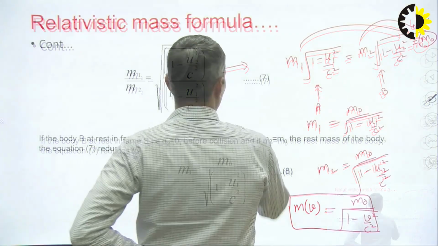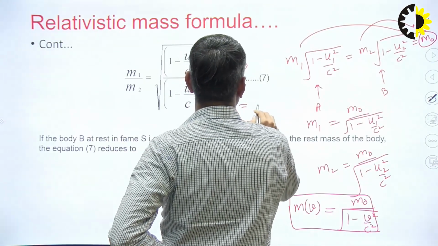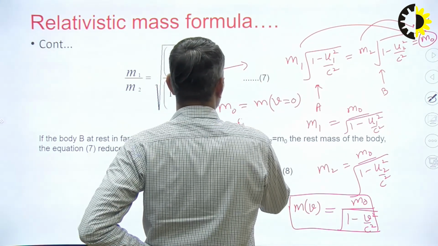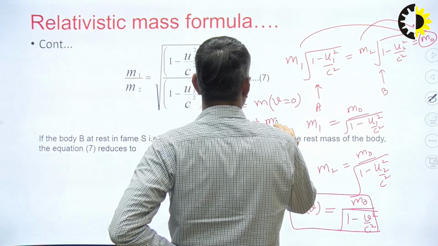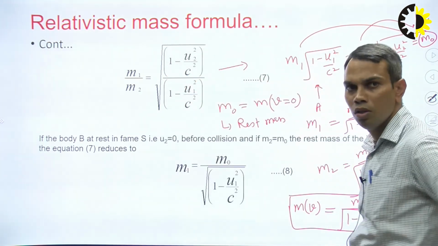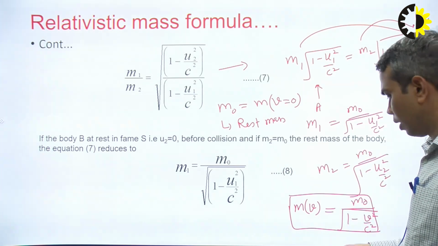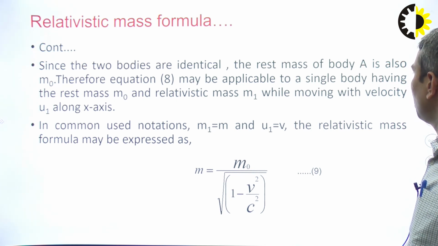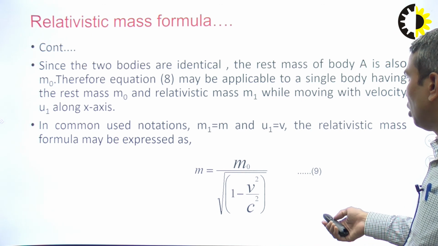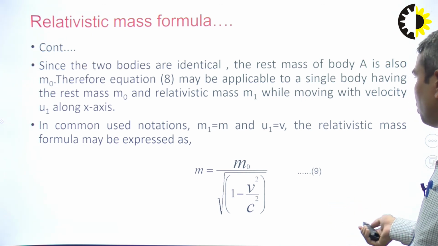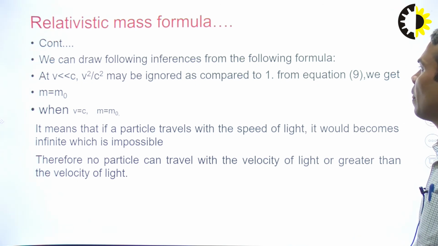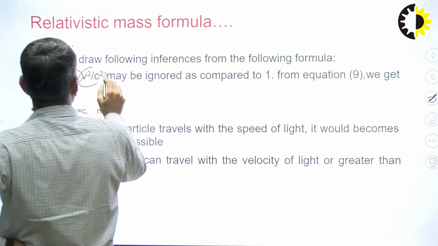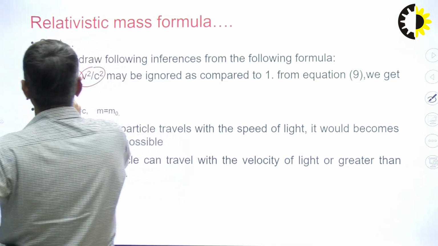So, here m0 is basically the mass at velocity 0. It is known as rest mass. So, this is the mass variation formula. Since the two bodies are identical, the rest mass of the body is also the same, in common use notation. So, this is the relativistic mass variation formula, and when velocity v is much less than c, v square by c square may be ignored. So, m is equal to m naught.